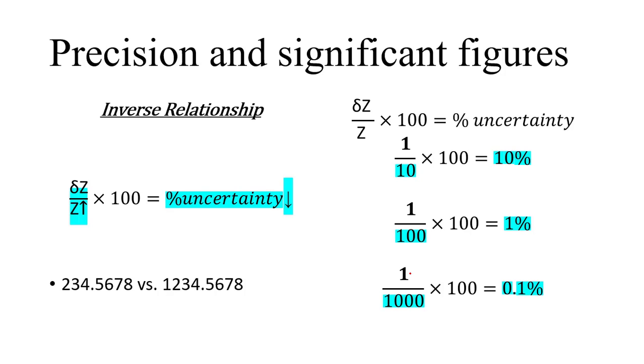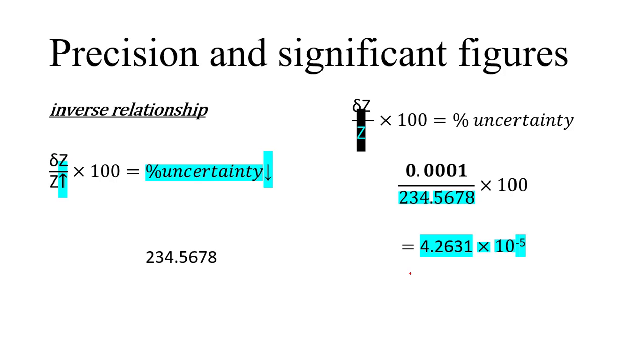The two numbers 234.5678 and 1234.5678 differ only by an added number before the decimal. Using the number 234.5678, we plug the number into the equation as 0.0001 divided by 234.5678 times 100, arriving at 4.2631 times 10 to the power of minus 5.